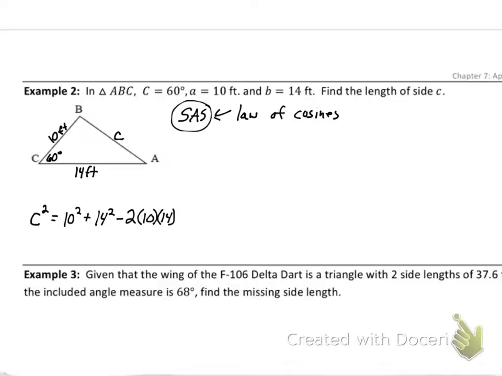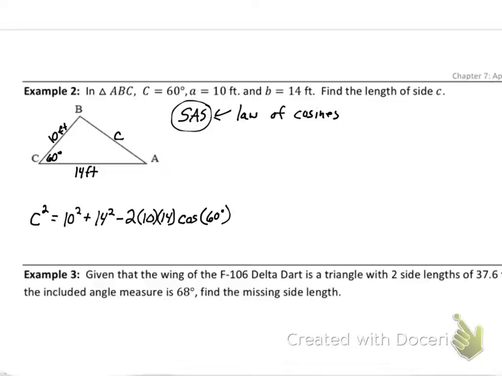So what I honestly do is I know the side that I'm looking for, and then I just know those other two sides, and I square one of them, square the other one, minus 2 times that side times that side. And that's going to be times the cosine. Well, I'm looking for C, so it's going to be C's angle, which is 60 degrees.